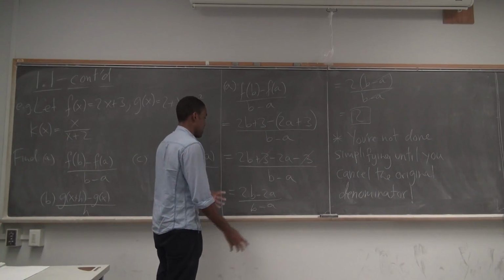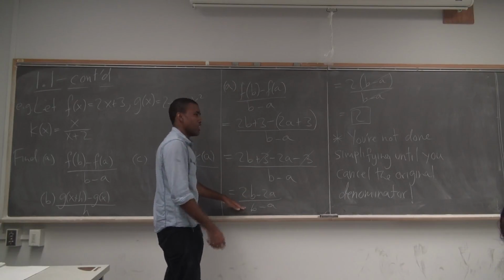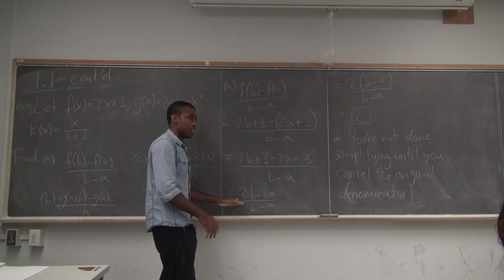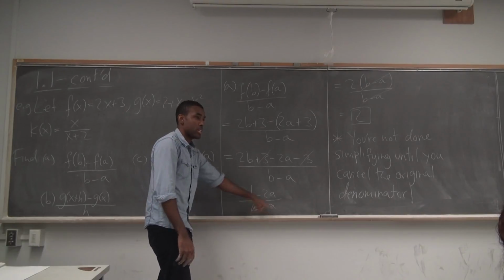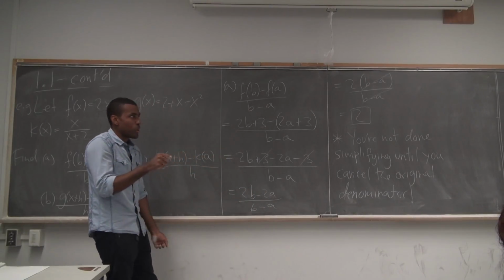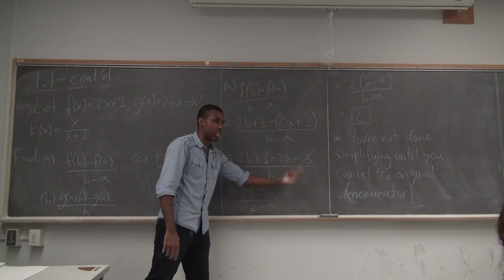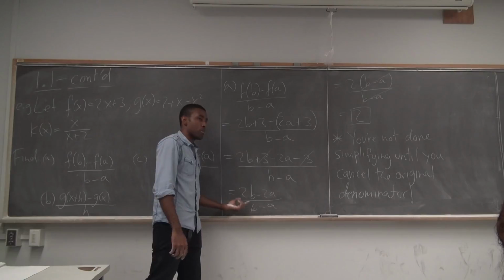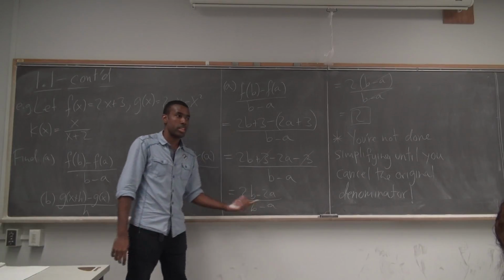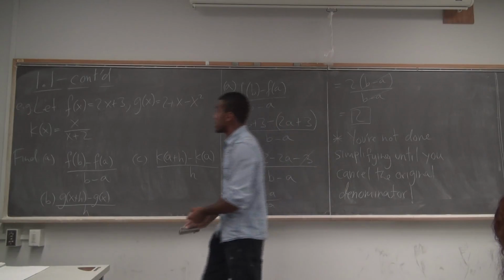So for example, if I ask you to compute this and you got to here, you're going, oh yeah, I'm done. No, you're not done. You're not done until that b minus a is gone. Students always ask, how do I know when I'm done? When do I keep going? Well, for this, you keep going until that denominator gets canceled. The problem is not complete until the denominator is canceled. For difference quotients, you have to cancel the denominator.